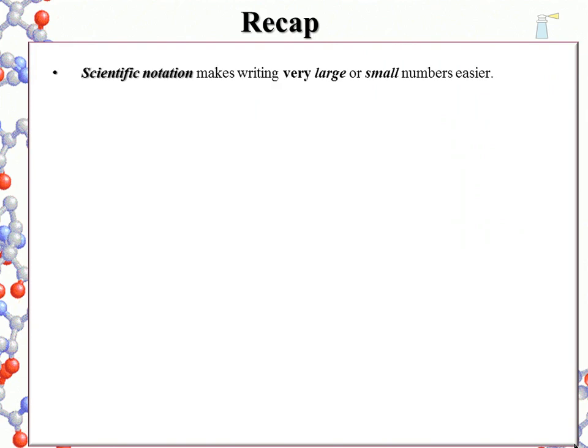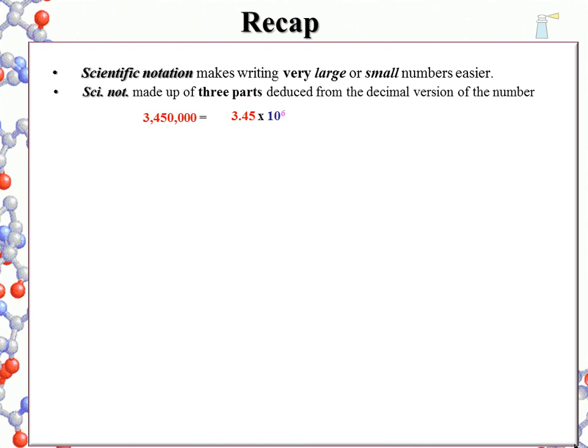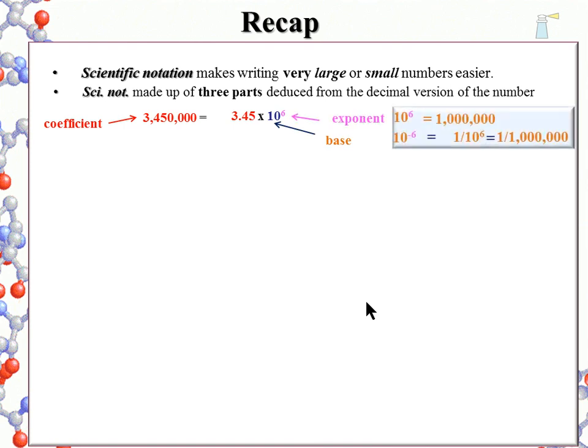Scientific notation makes writing very large or very small numbers easier. Scientific notation is made up of 3 parts, deduced from the decimal version of the number: coefficient, base, and exponent. We saw that the exponent 6 says to multiply 10 6 times, and that's 1 million. And the exponent negative 6 says to multiply 1 over 10 6 times, which is 1 over 10 to the 6, or 1 over a million.